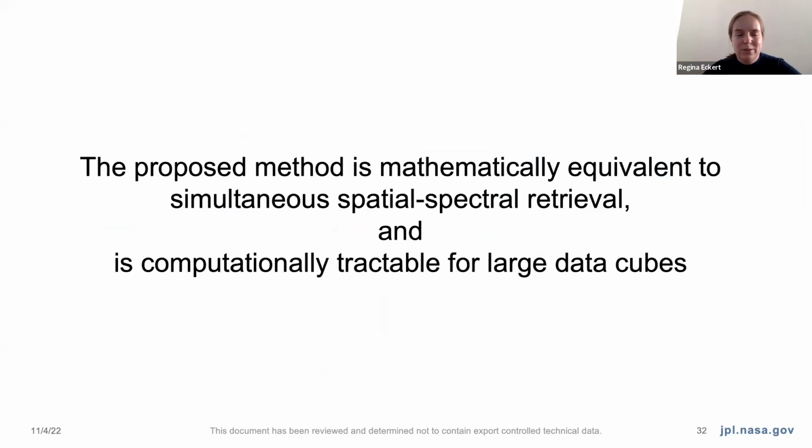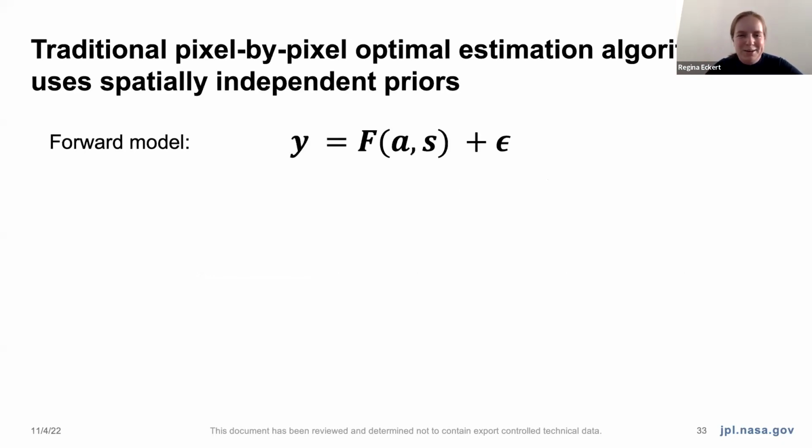So I think the really cool thing about that, it makes intuitive sense to me, but what's really cool too is that you can actually show that it's mathematically equivalent to simultaneously retrieving a spatial and spectral retrieval, as well as being computationally tractable. So I think that's a big statement, right? So I'm going to walk through it a little bit. So beware, math is coming. Not that you all are afraid of that.